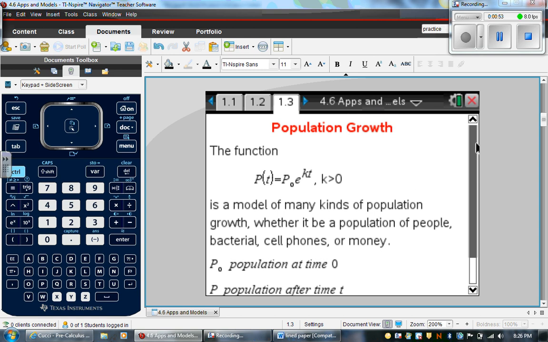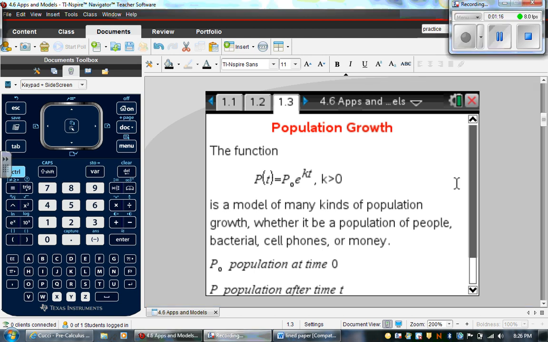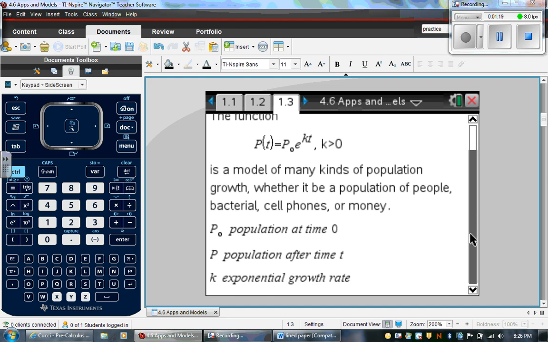Okay, so let's first talk about population growth. For population growth, we can use the function P of t equals P sub 0 times e raised to the kt, where k is greater than 0. This models many kinds of population growth, whether it be a population of people, bacteria, cell phones, or money. Your P sub 0 is going to be your initial population, or your population at time 0. Your P is your population after time t, so what we wind up with. And k is known as the exponential growth rate. So you're going to need to know those variables and what they mean in order to successfully use this formula.